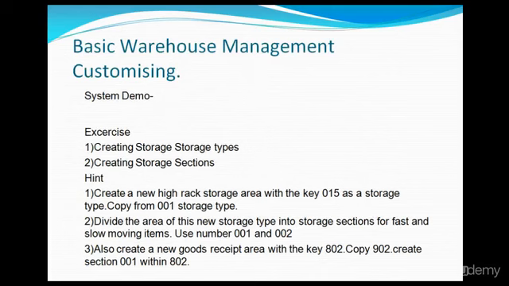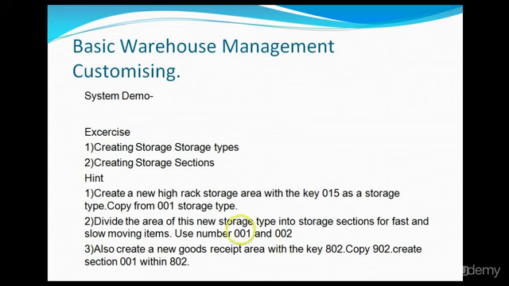So what we're going to do in this exercise is create storage types. We see how we create a storage type and how we create storage sections. So we are going to create storage type 015, copying it from 001. Then we are going to divide this area of the new storage type into storage sections for fast and slow moving. We use the numbers 001 and 002 for these storage sections. And we are also going to see how we can create an interim storage type.